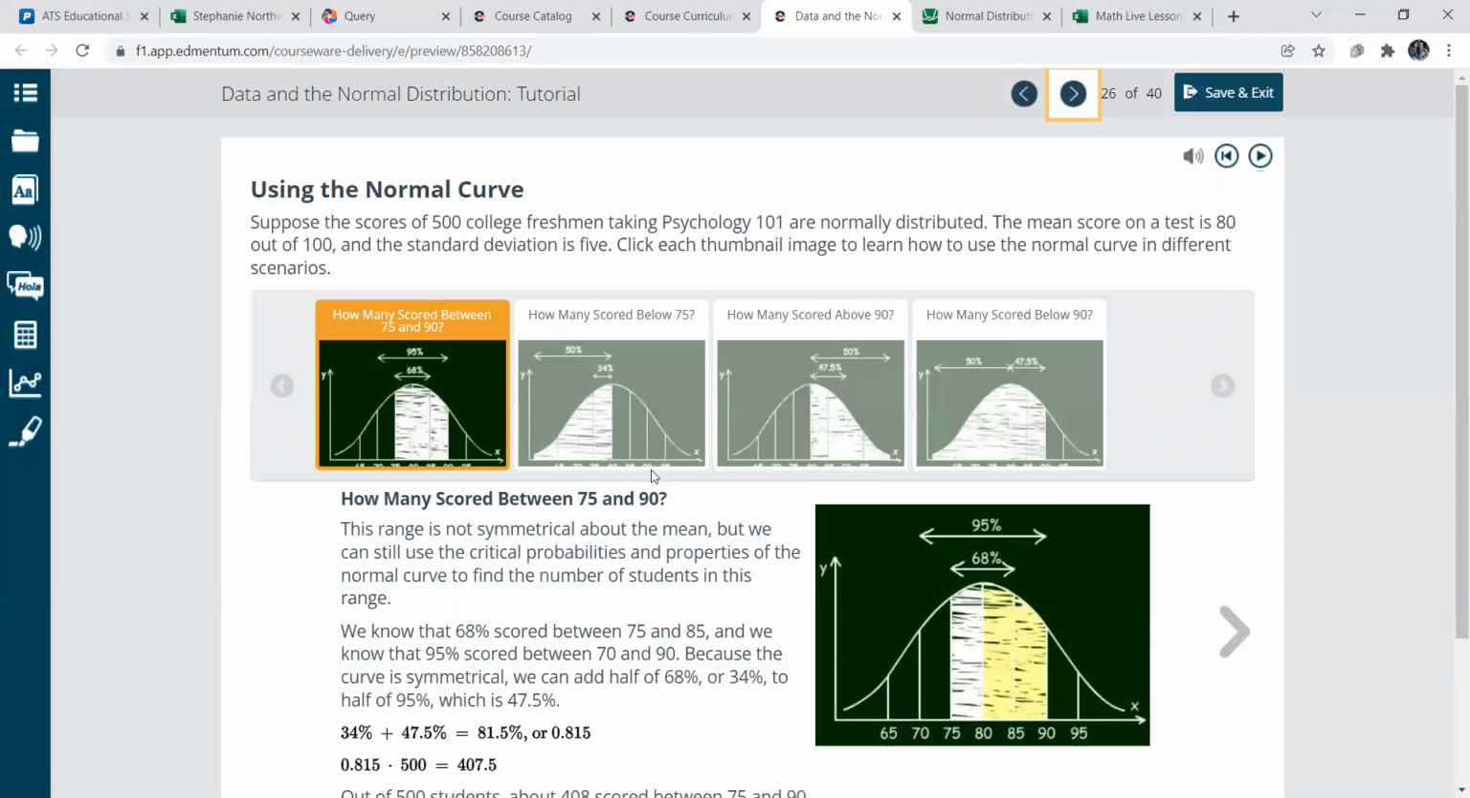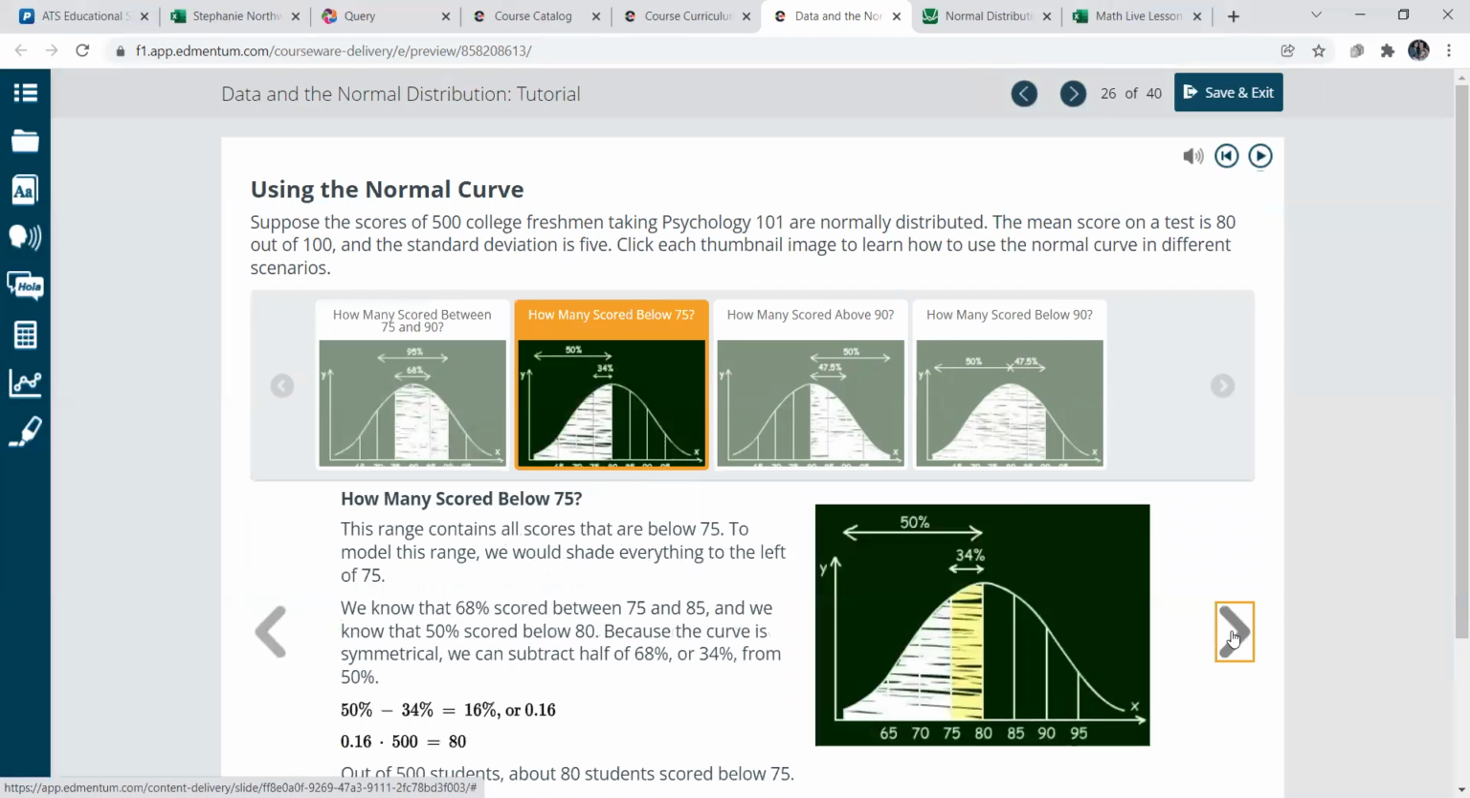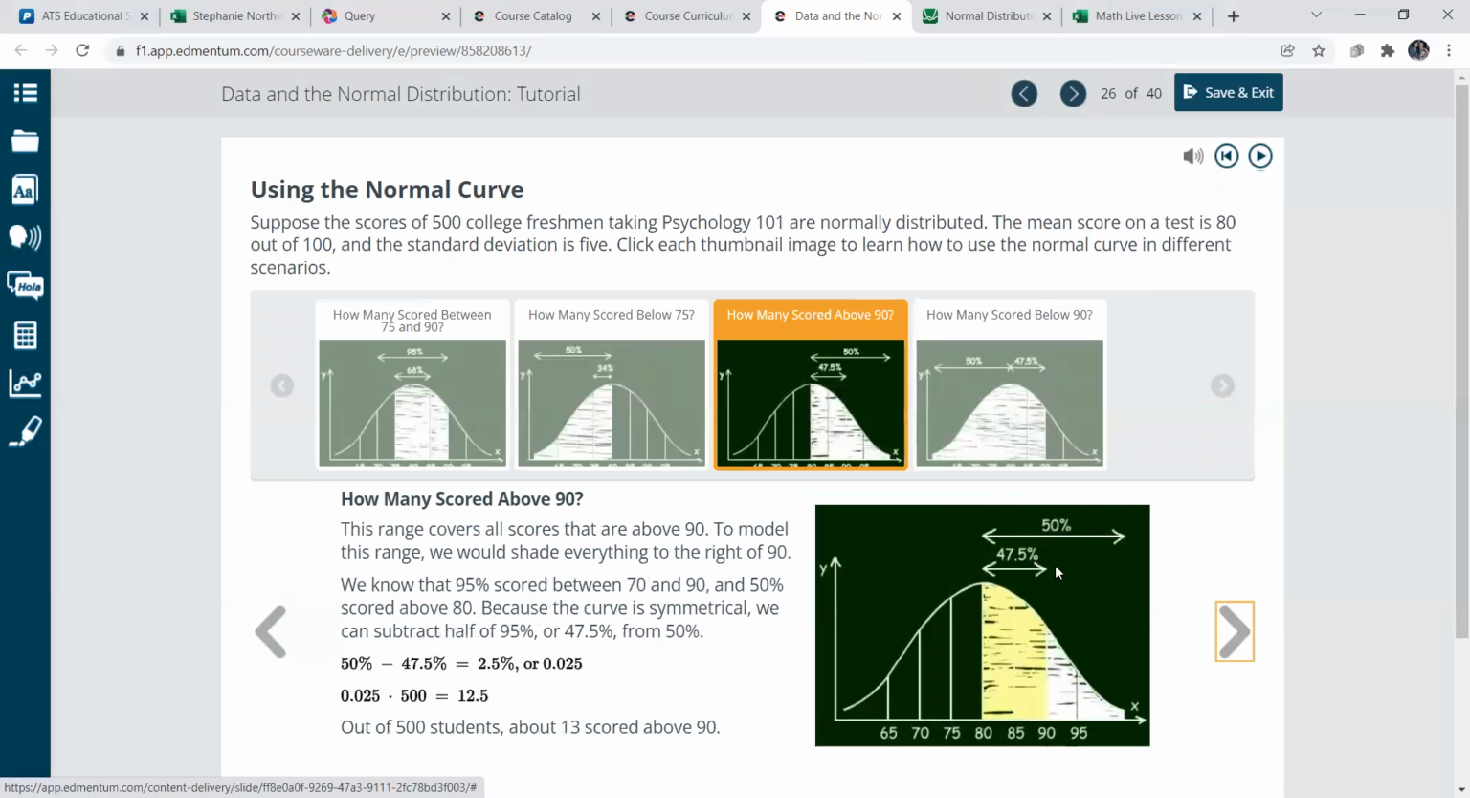Okay, so how is it scored? How many scored between 75 and 90? Right here, we can tell this is 95% because this many people fell in this range. And because they're falling in this range, there's 95% scoring right here. How many scored below? We'll measure the data right here. 34% is that one part, like the yellow shaded part. And then the rest, about 50%. How many scored above 90? Well, again, it's about 50-ish percent.